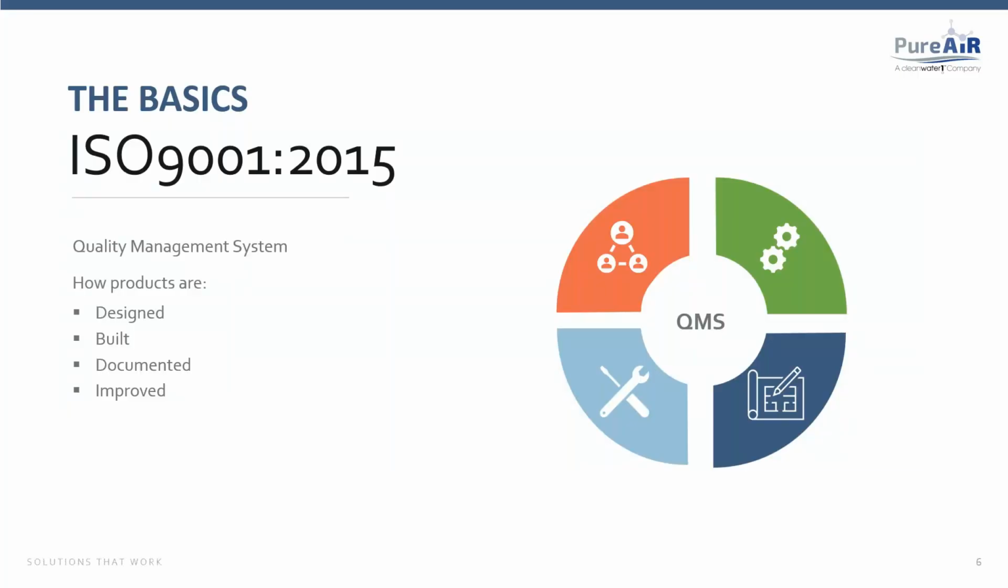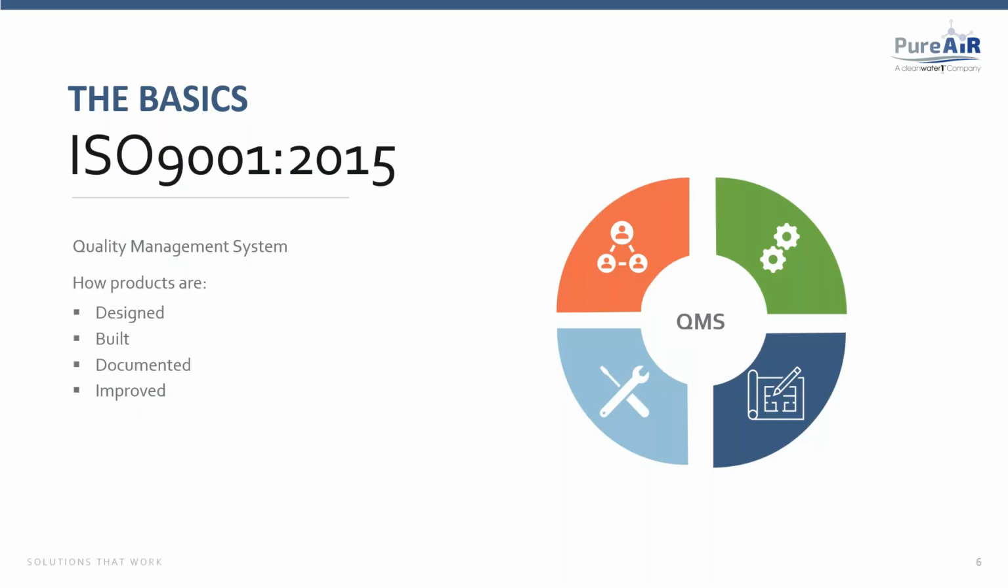So the basics of ISO 9001. The 9001 system is the first system we were accredited with, covering manufacturing as a whole. It is a quality management system, is how they define it. On our end, it covers designing, building our systems, as well as documentation and improvement overall.